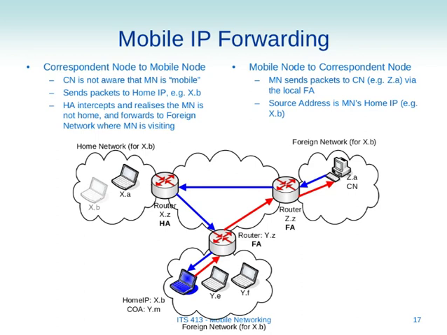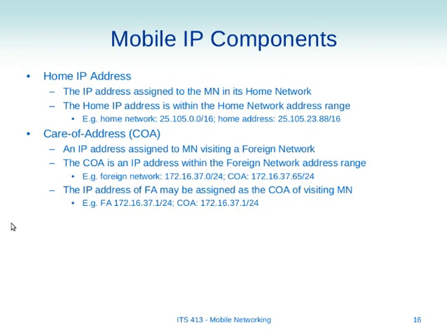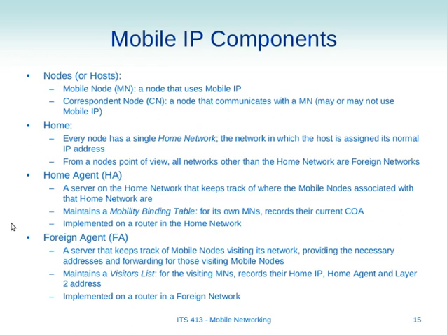Have we missed anything? So we have nodes, mobile and correspondent. We have a home network and a foreign network. A host has its own home network. All other networks, subnets, are foreign. Every home network has a home agent, a special device that participates in mobile IP. Normally we'll assume that they're just routers on that home network.